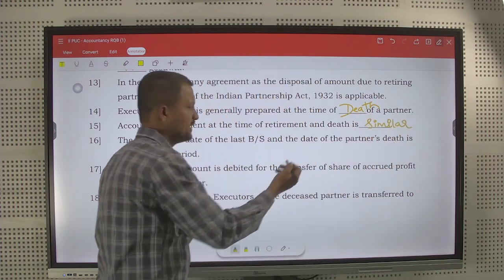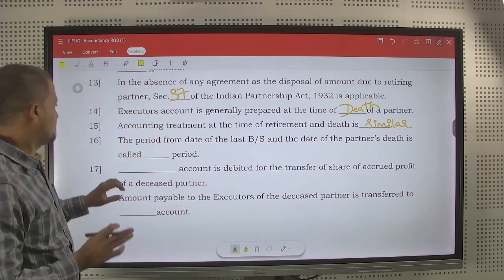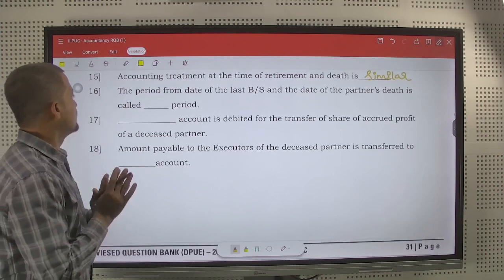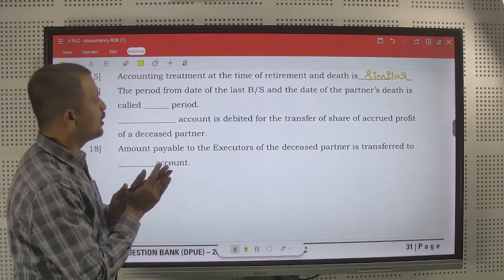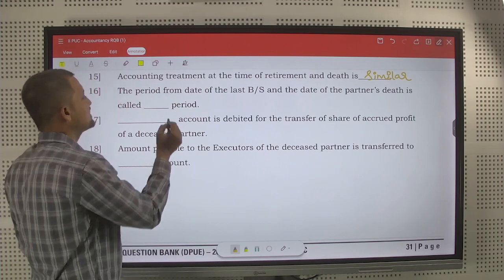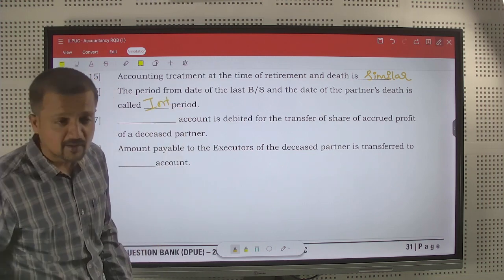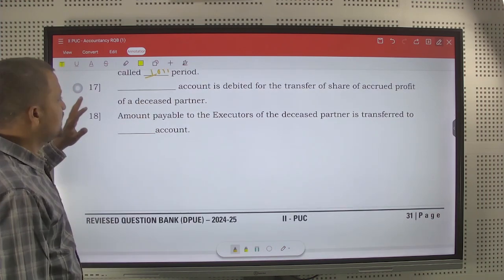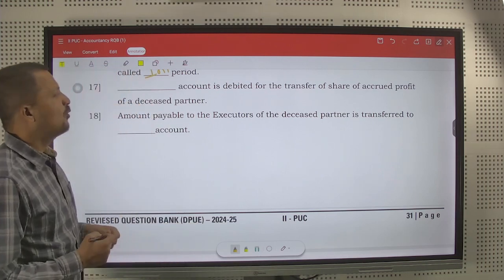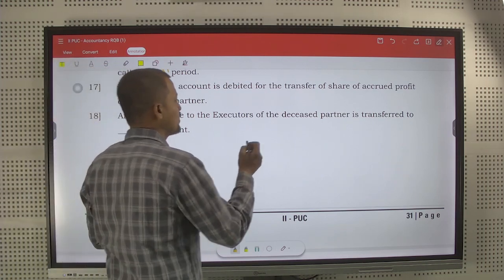And if they have given the same also it is okay, but I find it similar, not exactly the same. Then the period from the date of the last balance sheet to the date of the partner's death is called the intervening period. Then the account is debited for the transfer of accrued profit. See, you need to understand what accrued profit is.